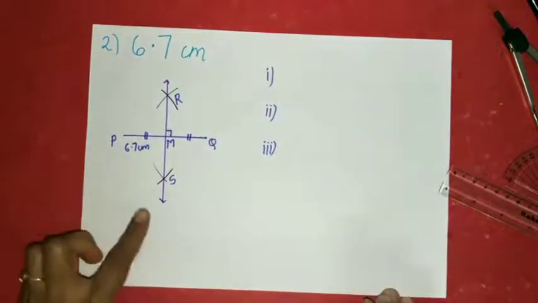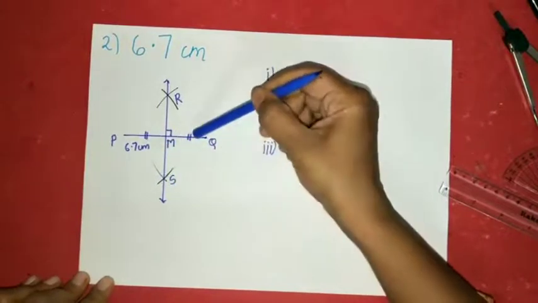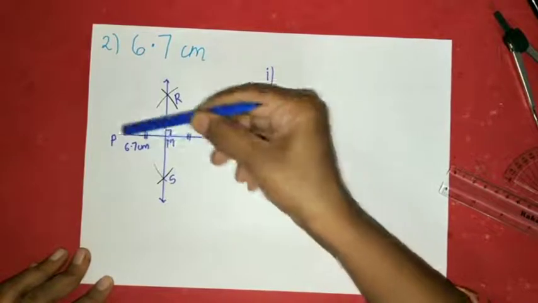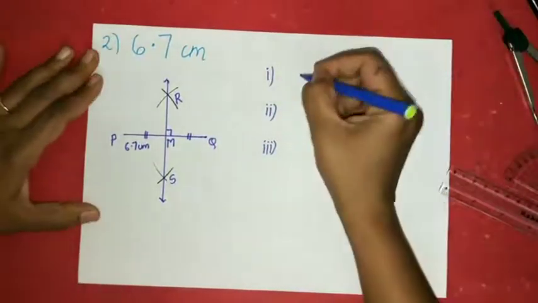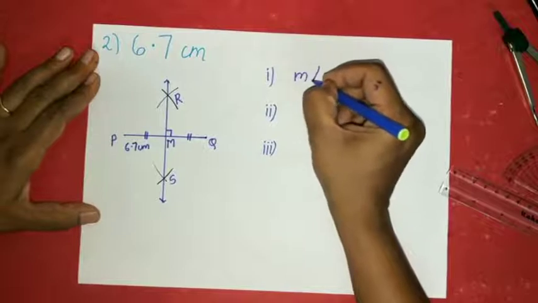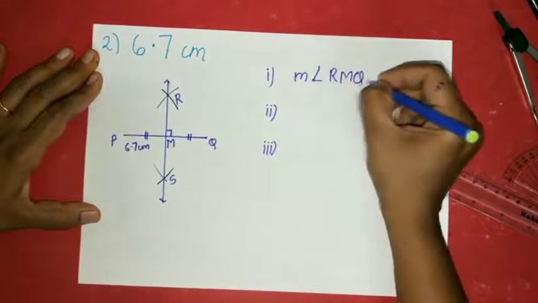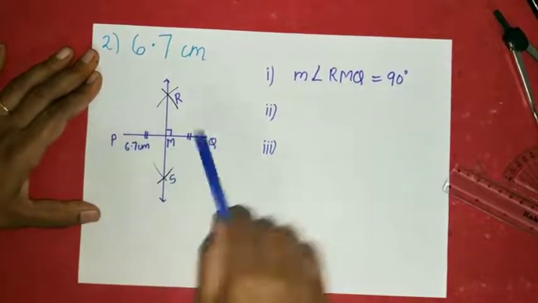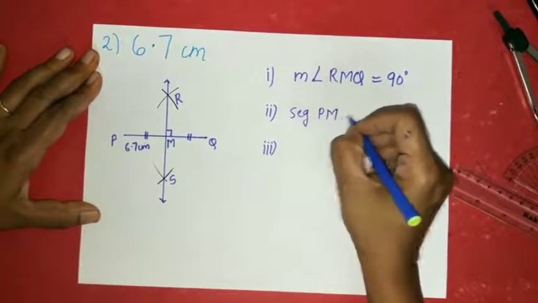Now we will see the observation. Line RS is perpendicular as well as it is the bisector. So we can say that line RS is perpendicular bisector of segment PQ. So what is our first observation? Measure angle RMQ is 90 degrees. Then segment PM is congruent to segment MQ. So this is our second observation.